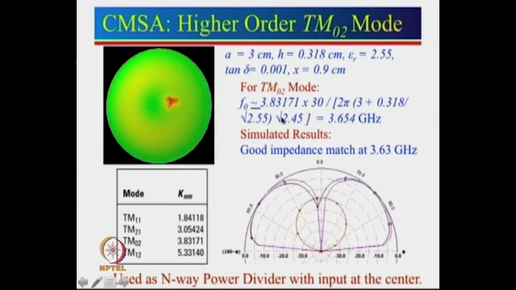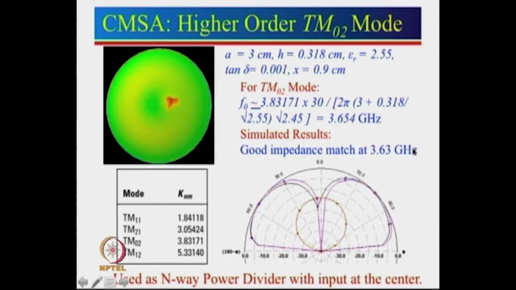Epsilon effective again I have taken as 2.45, and that gives me a resonance frequency of 3.654. So we simulated this here, and we got a good matching for x equal to 0.9. So that matching was at 3.63 gigahertz. So what is the error here? That error is about 24 megahertz.